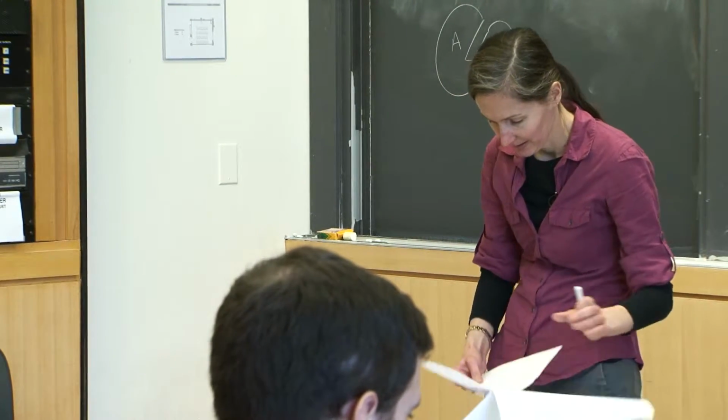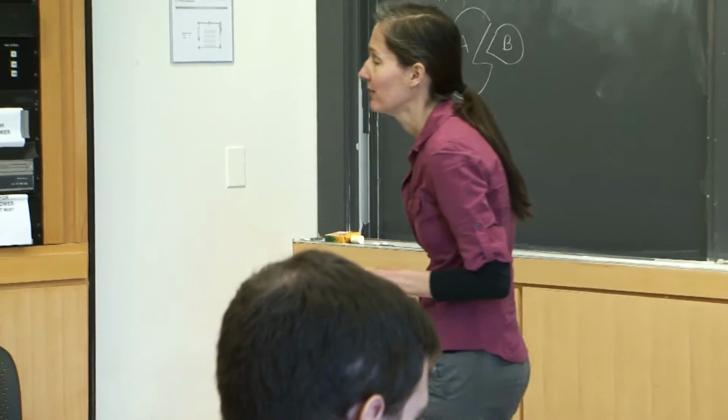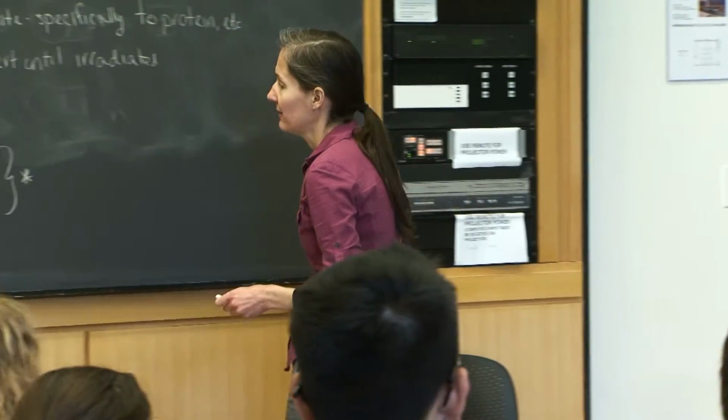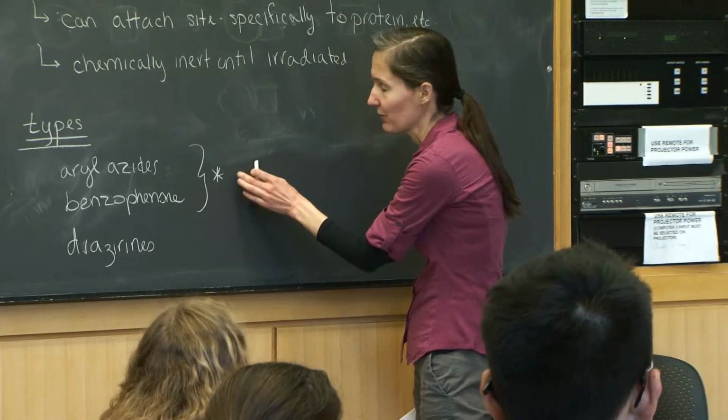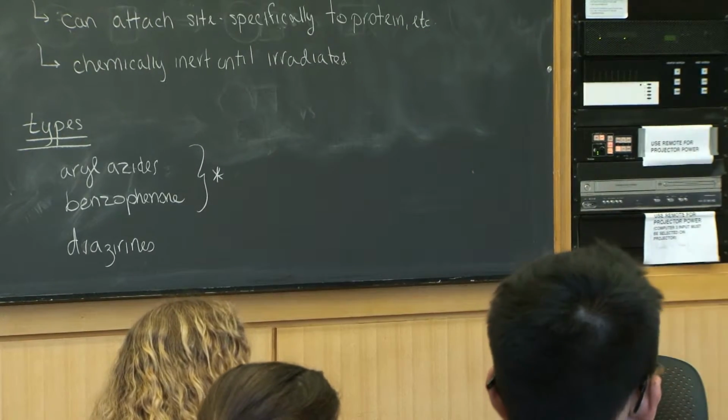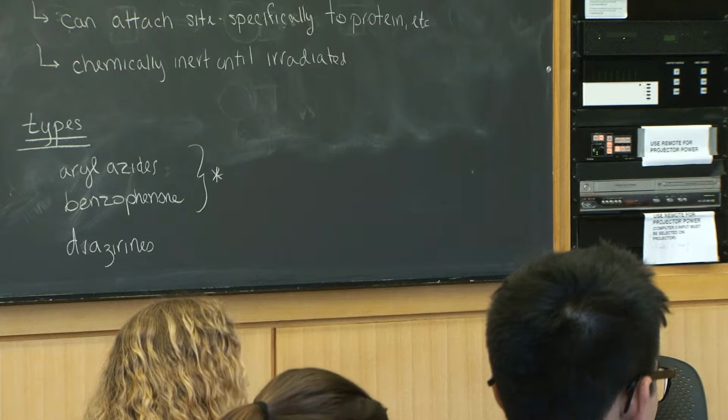So how does this work? What types of reactions and groups get modified here in the cross-linking? So let's think about them.